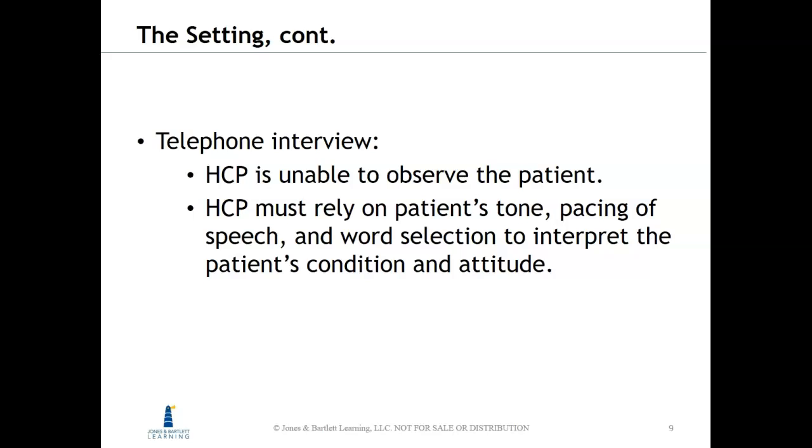There are times where we have to speak to a patient over the telephone, and in this case we would have to have a telephone interview. The healthcare provider is unable to observe the patient's nonverbal communication, such as their facial expressions. So it's one thing that we have to consider, is that we're losing components of communication when we speak to a patient over the phone. In this situation, the healthcare provider has to rely on the patient's tone, pacing of speech, and word selection to interpret the patient's condition and attitude. The healthcare provider can also paraphrase to help in this situation.